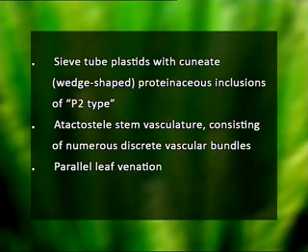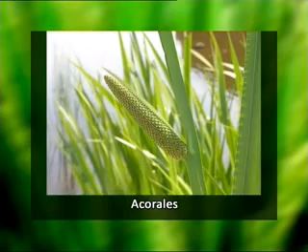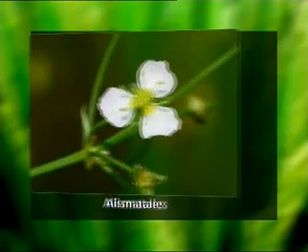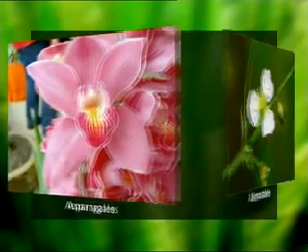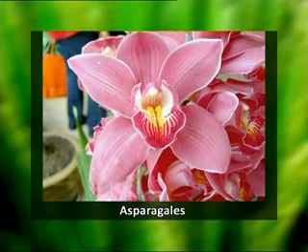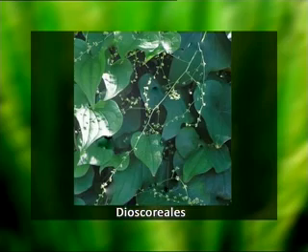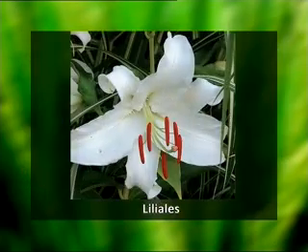Third apomorphy is the parallel leaf venation, and the fourth one and the most obvious one is the presence of a single cotyledon. The various orders that have been recognized under the monocots at present are acorales, alismatales, mostly the aquatic herbs, asparagales, a large order wherein we have the Orchidaceae family, the orchids, a diverse group of organisms. Then we have dioscoreales, liliales, the common lily family.